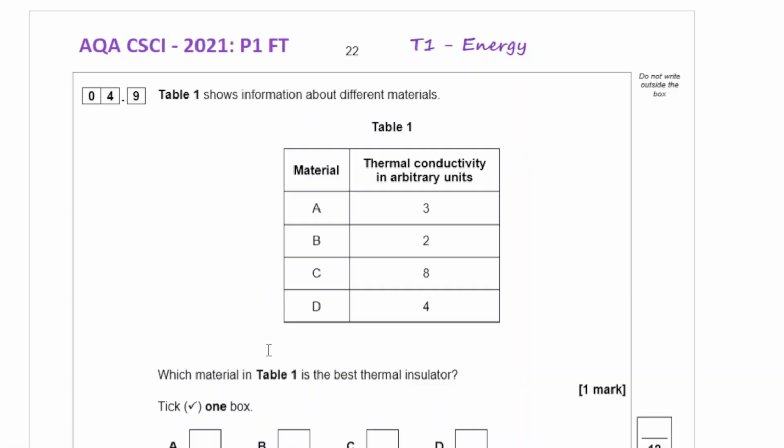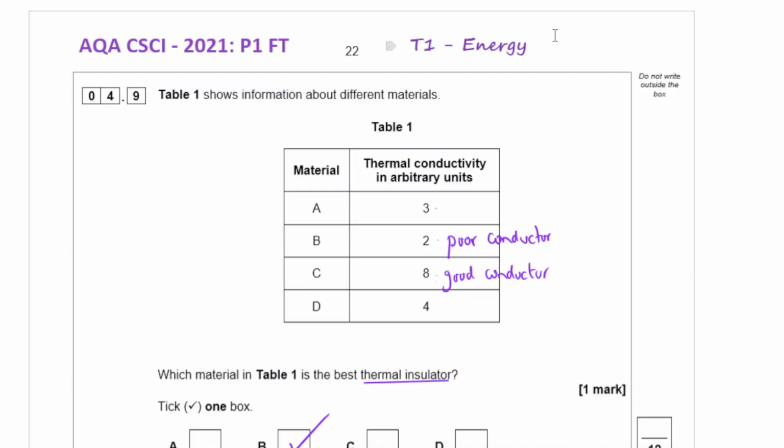Table 1 shows information about different materials. You've got materials A, B, C, and D. Thermal conductivity is 3, 2, 8, and 4. Which material in table 1 is the best thermal insulator? Now, if thermal conductivity is bigger, it's a good conductor. Two is a poor conductor. That means B is the insulator.